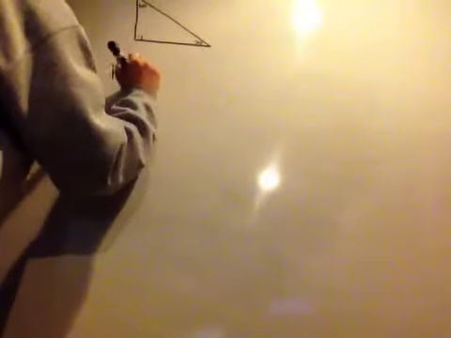So the next special right triangles are the 30, 60, 90 triangles. In a 30, 60, 90 triangle, the hypotenuse is twice as long as the shorter leg, and the longer leg is the square root of 3 times as long as the shorter leg, which I know sounds more confusing.